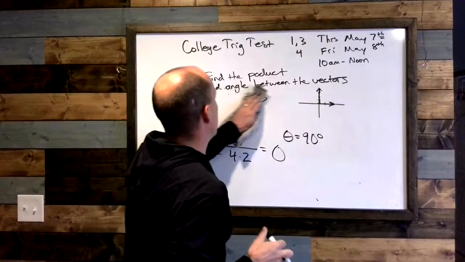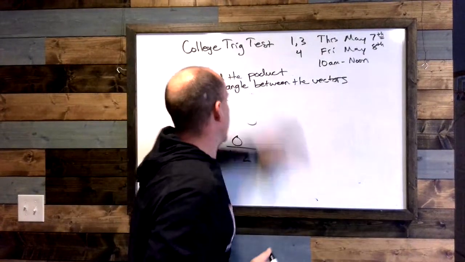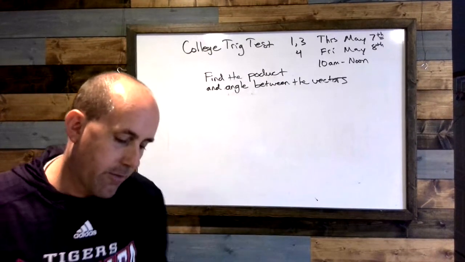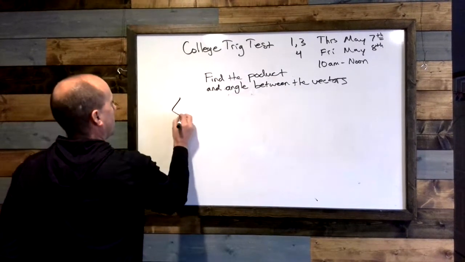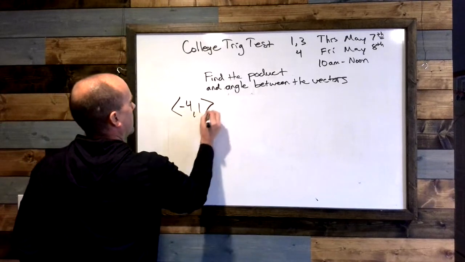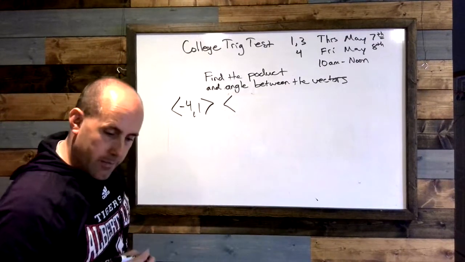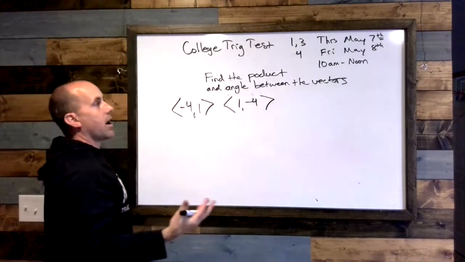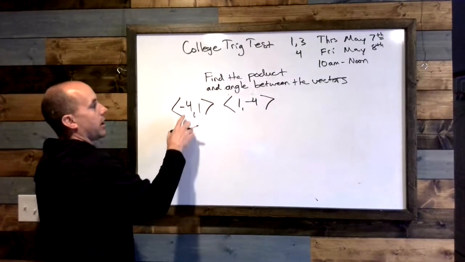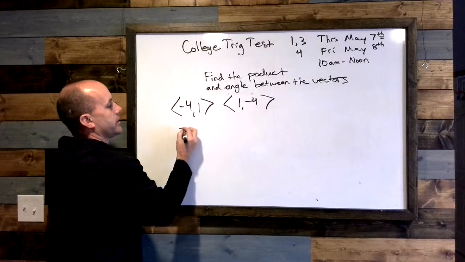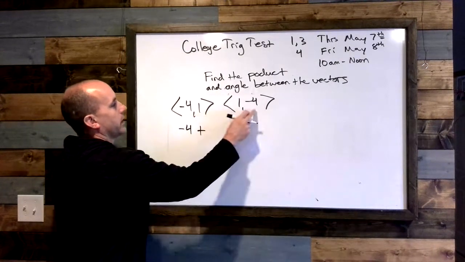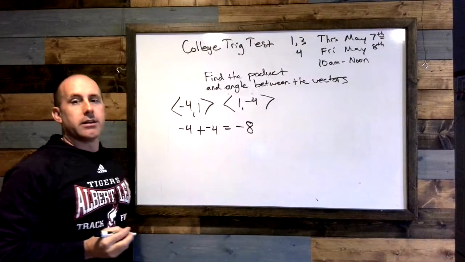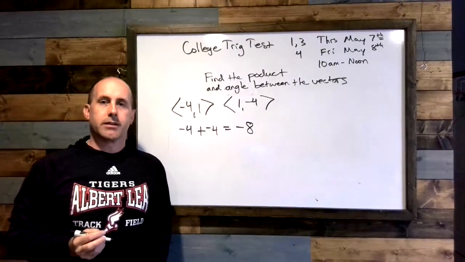We'll try the last one in this situation. Then we'll move on to one more problem. We're going to go negative 4, 1, and then we're going to go 1, negative 4. I want to find the product and the angle. Product: negative 4 times 1 is negative 4. 1 times negative 4 is negative 4, and I get negative 8. Negative 8 is my result for the product.